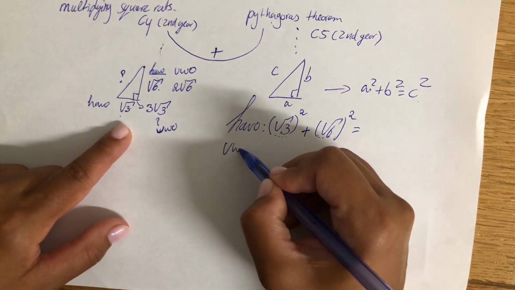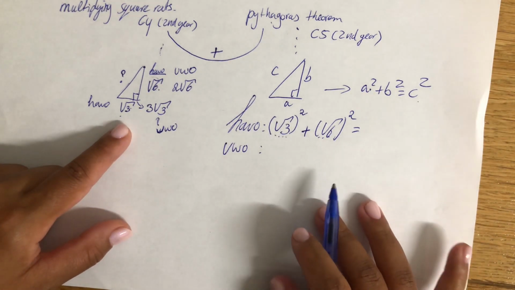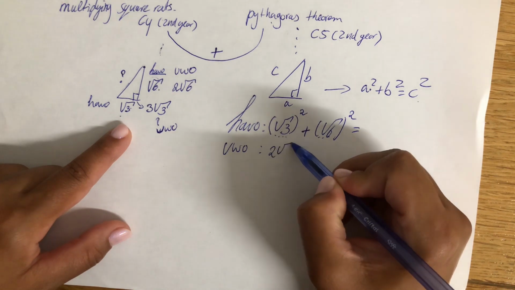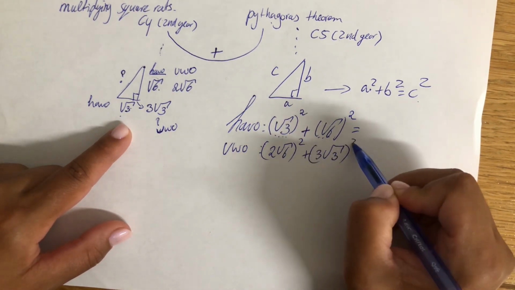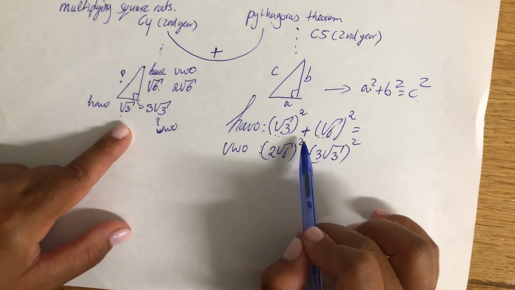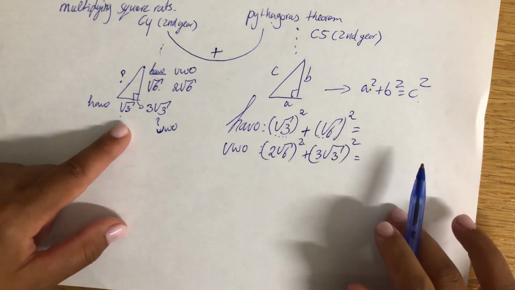Now, for VWO, please pause the video and do it yourself. It is (2√6)² + (3√3)². Don't forget your brackets here. It's super important. You're going to see later why.